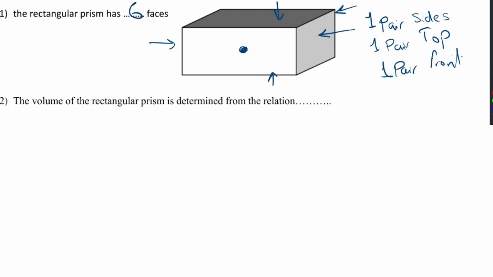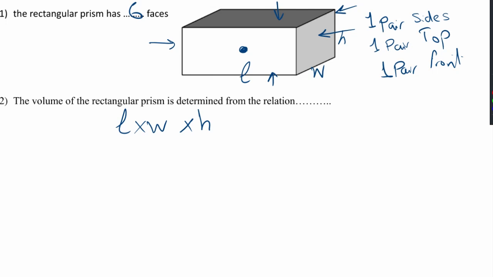The volume of the rectangular prism is determined from the relation. Let's say this rectangular prism has length, width and height. So the volume will be length times width times height. What about the surface area?